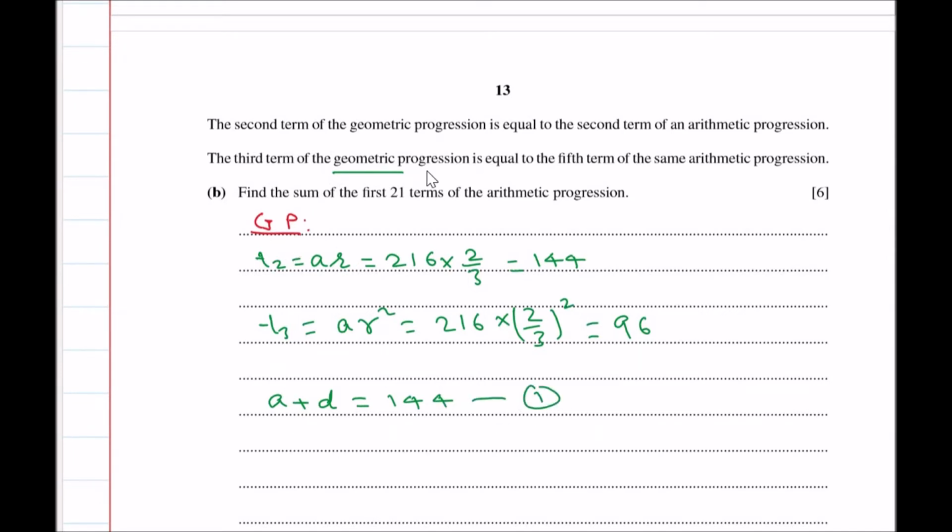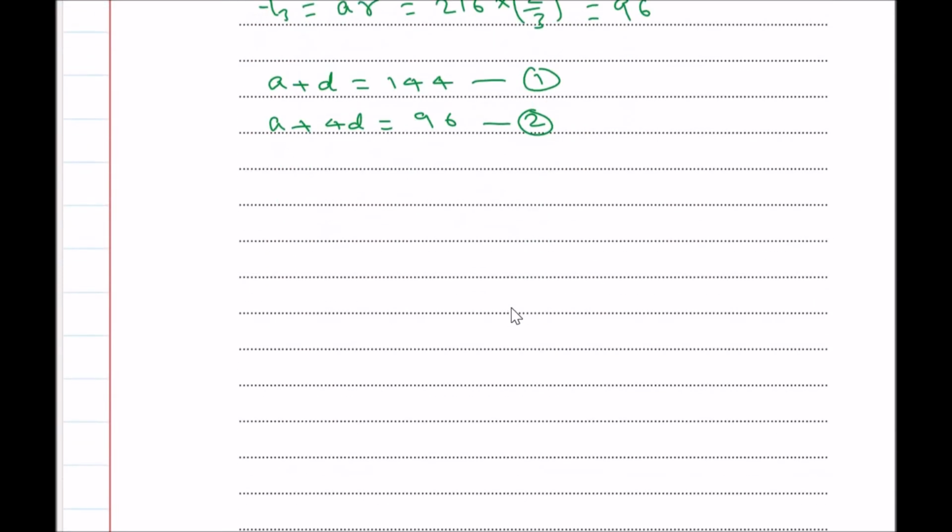Now it says the fifth term of the same arithmetic progression. The fifth term means A plus 4D, which is equal to 96. This is equation number 2. We have these two equations and we have to solve for A and D. We can see we have simultaneous equations, so we can solve for A and D.